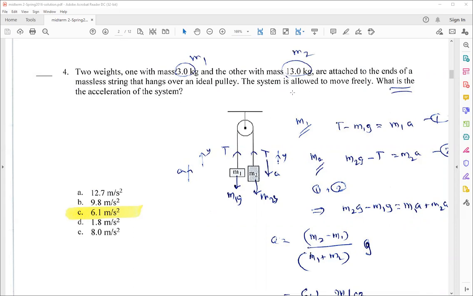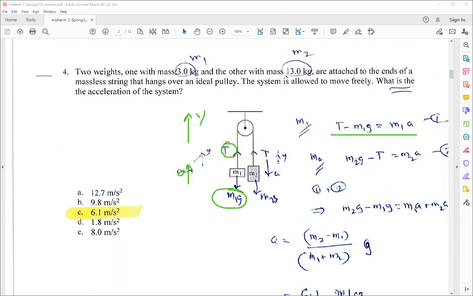Now, of course, we apply Newton's second law, let's say for mass number 1. If I take positive y pointing upward, tension will be positive, the weight will be negative, and acceleration, for mass 1, now I notice mass 1 is less than mass 2, so it will be accelerating upward.